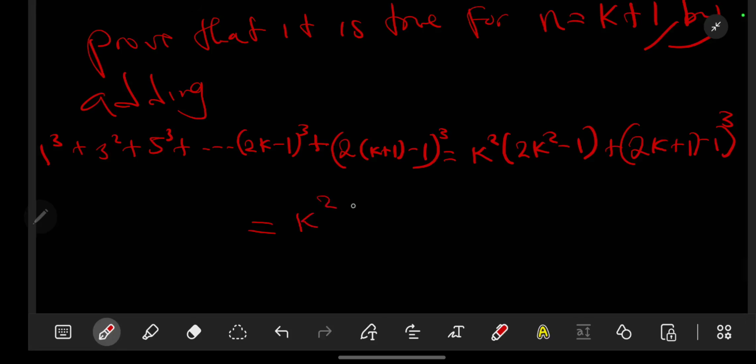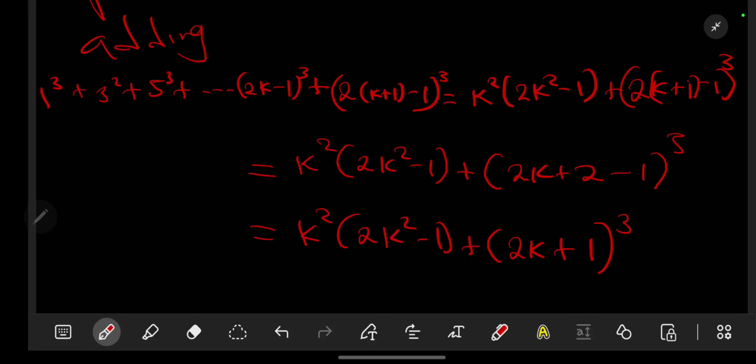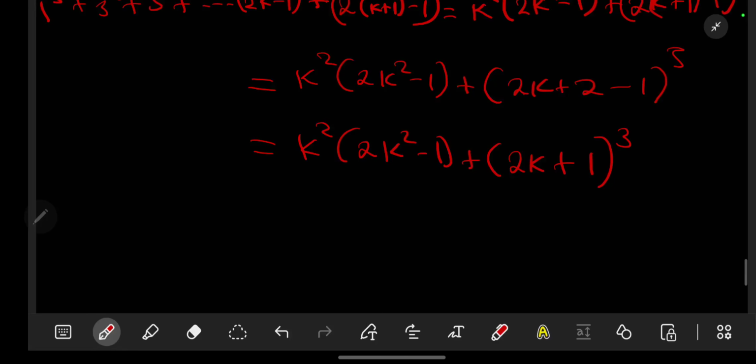We have k squared, 2k squared minus 1, plus open brackets, 2 by k it will be 2k, 2 by 1 it will be plus 2, then minus 1 to the power of 3 like that. So this gives us k squared, open brackets, 2k squared minus 1, then plus open brackets, 2k, then 2 minus 1 it will be 1, then power 3. From here, let us be able to expand.